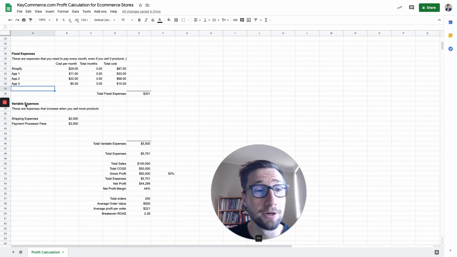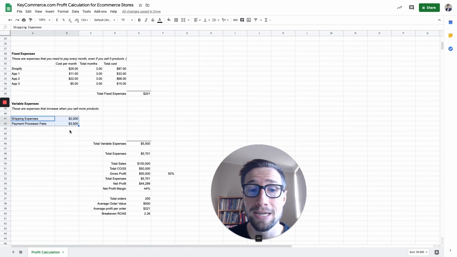The next thing here is the variable expenses. So you want to put in here basically all the expenses that you have to pay when you sell your product. So shipping expenses, you only pay shipping when you actually sell a product and you ship that product basically. So payment processor fees are in there.